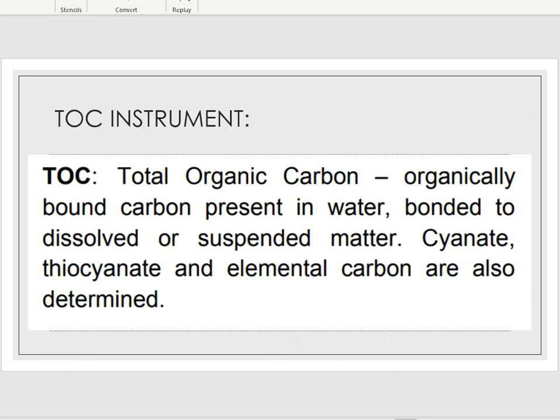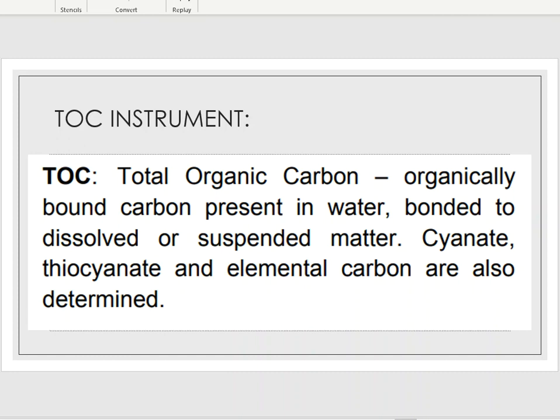The next one is the TOC, and of course the TOC is the total organic carbon. And this is something that we say organically bound. So we're talking about organic chemistry and organic molecules here. So this is typically some type of matter, suspended matter, dissolved matter, maybe bacteria, that type of thing. All of that can be detected using this instrument. And it says cyanate and thiocyanate and elemental carbon are also determined. So it's just the way that these things react, and it's the way that these things behave on the inside of the analyzer.